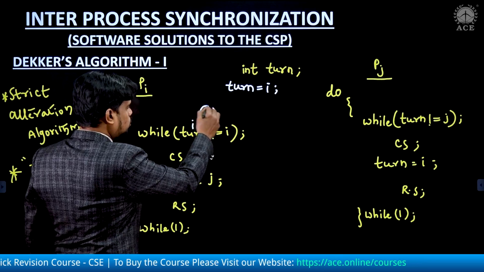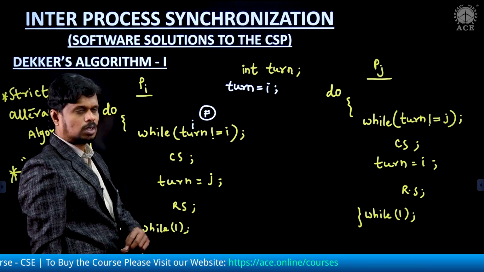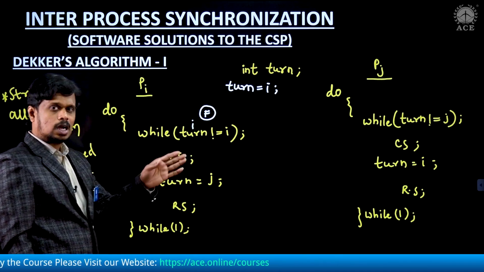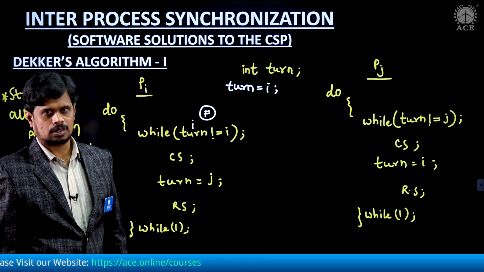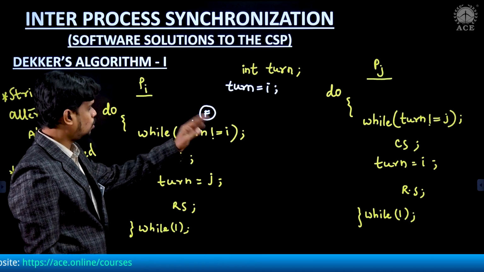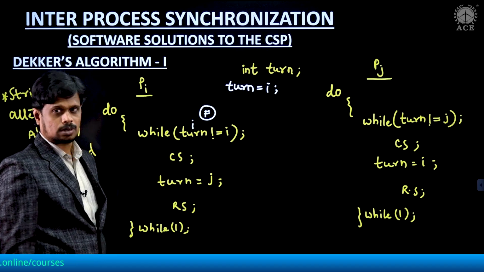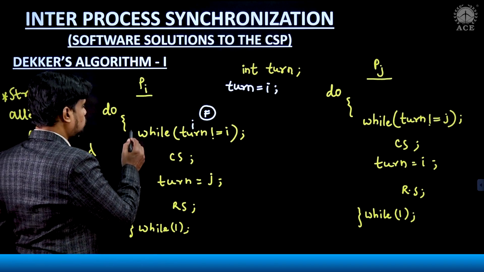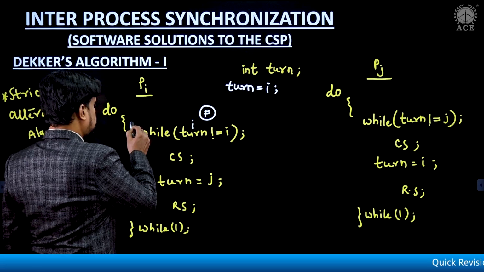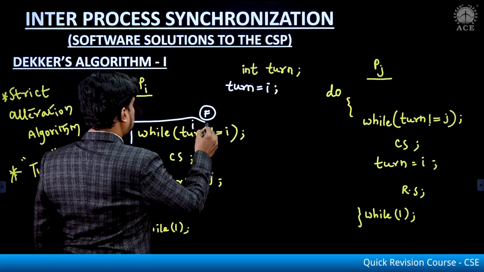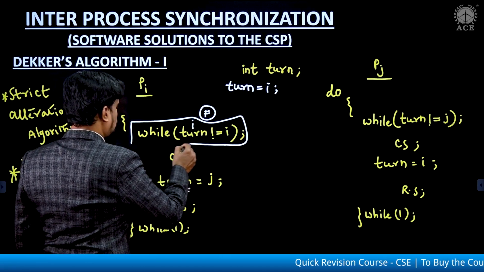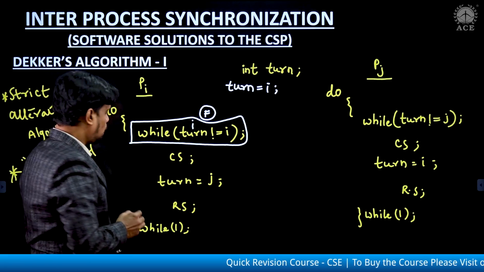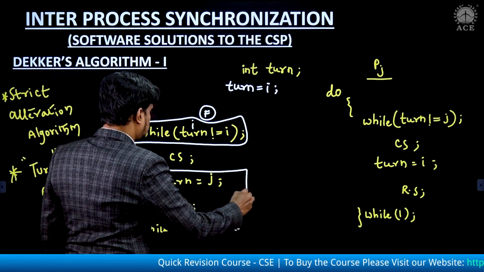The condition is false. Since the condition is false, Pi comes out of the while loop, correct? It comes out of the while loop and enters into the critical section. And one point we must mention here: this is the entry section for the critical section, and this is the exit section for the critical section.